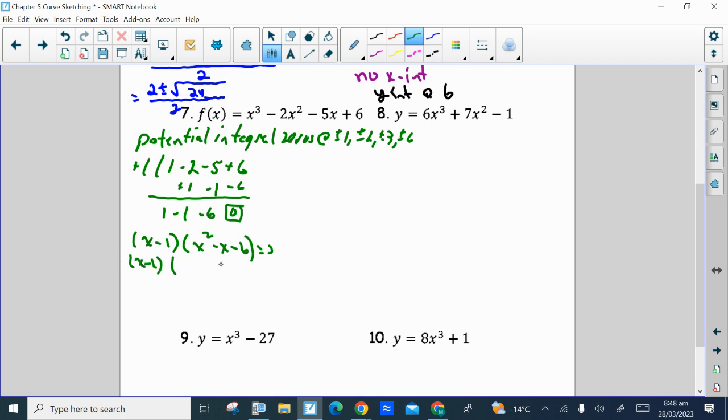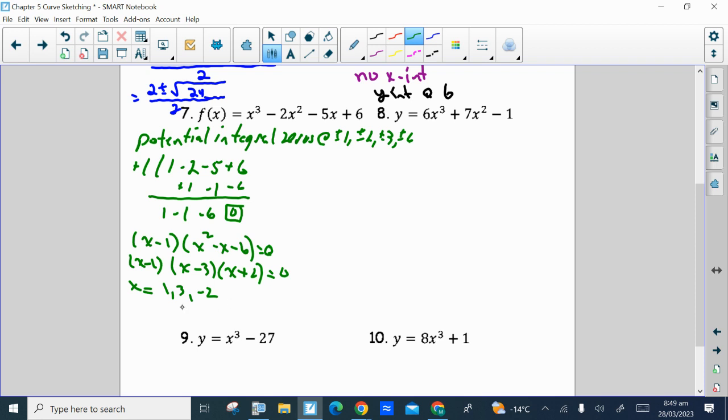which that quadratic can be factored. Factors would be x minus 3, x plus 2. So that gives us zeros of 1, 3, and negative 2. That's where your 3 x-intercepts would be.